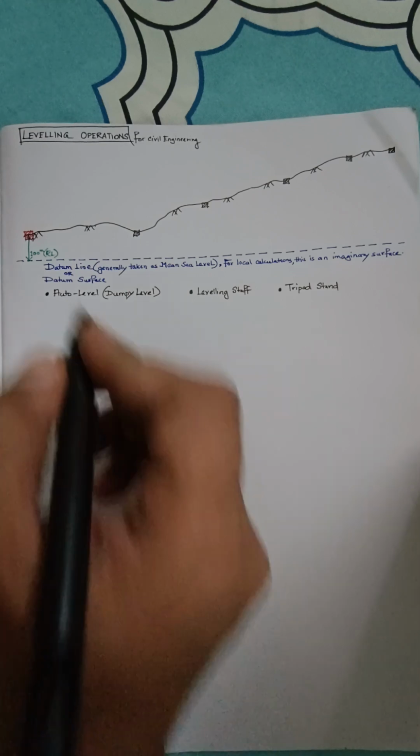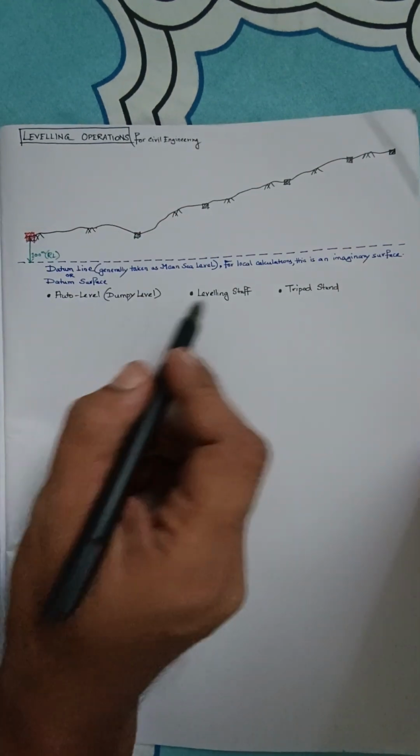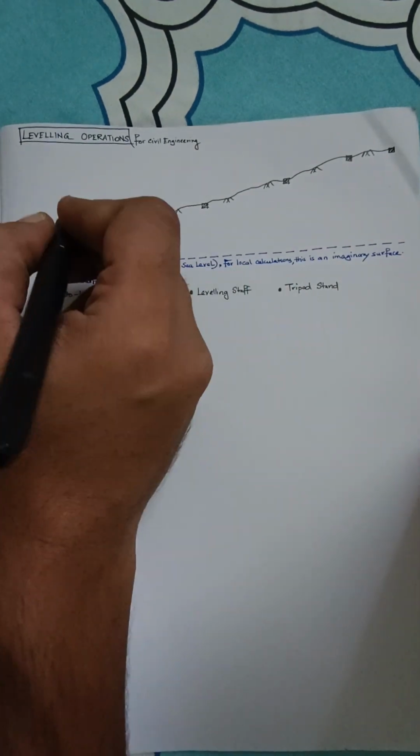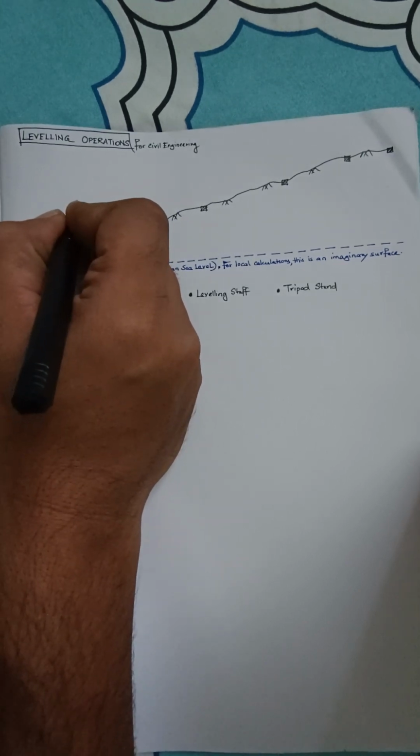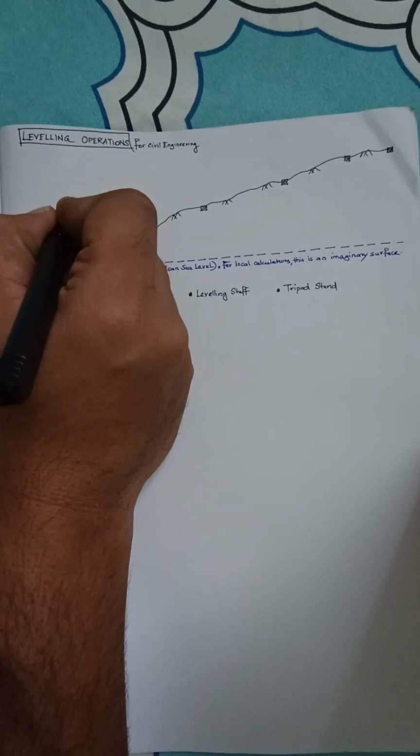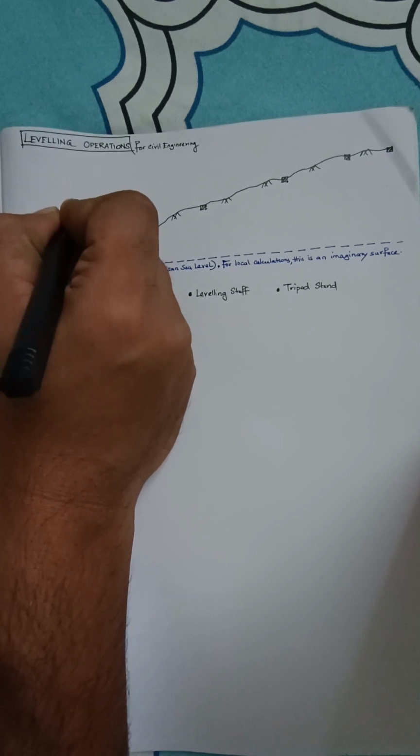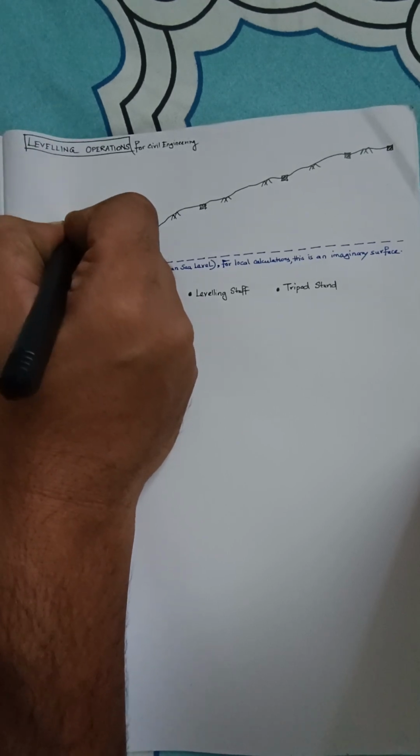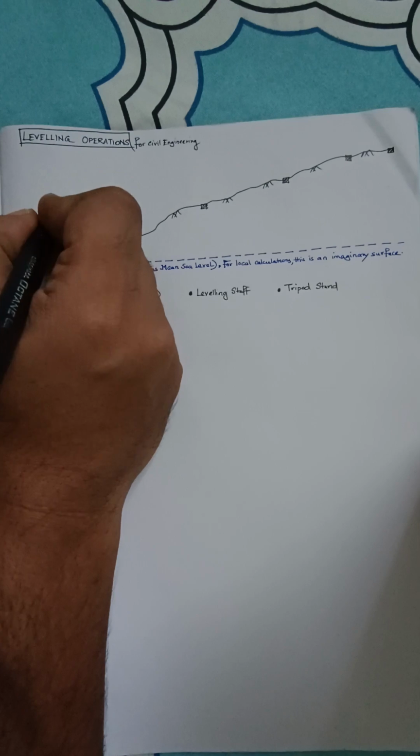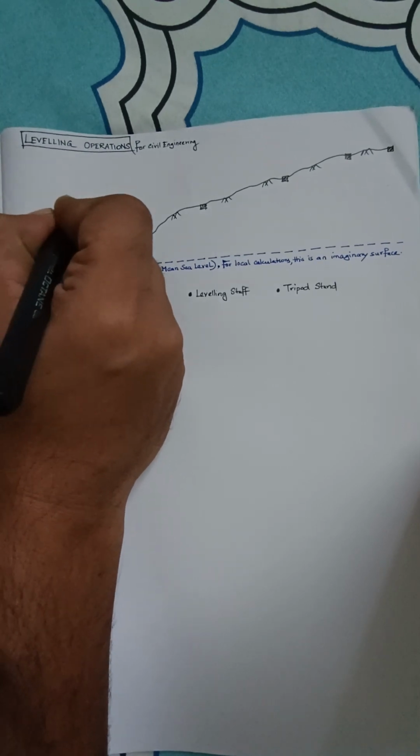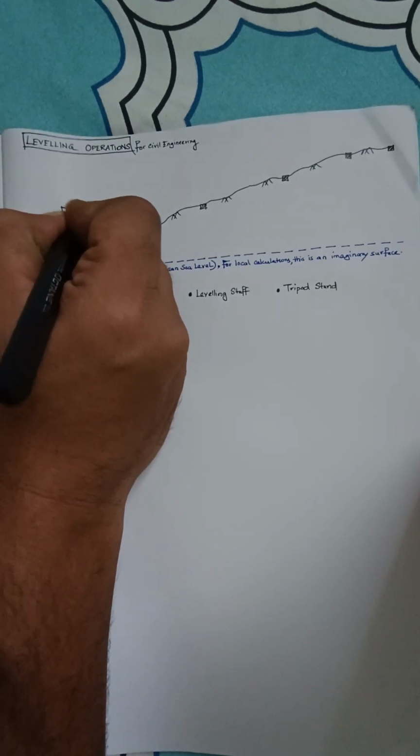Now how do you actually achieve it? First of all, you need this auto level and you need this tripod stand to fit somewhere. So let me just draw it for you to ease up your work. There is one stand which I'm drawing, and there is one telescopic instrument. Hopefully it is visible. Yep. So this is basically the tripod stand, and on the tripod stand we have an auto level.